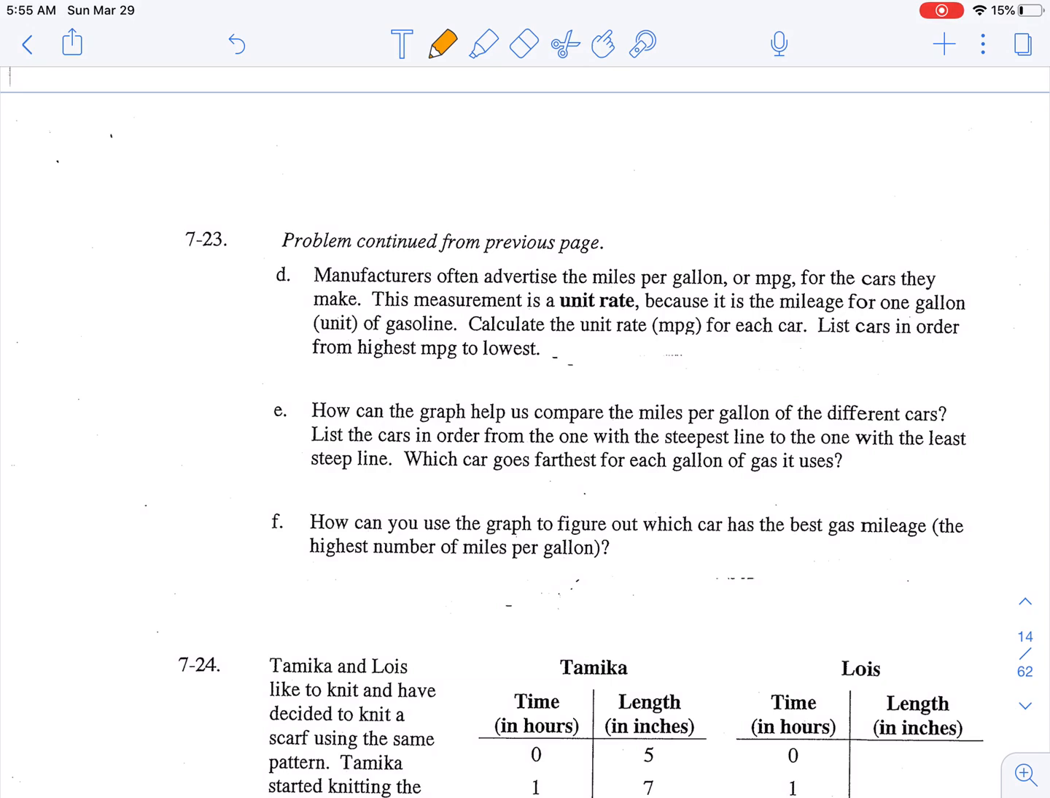Manufacturers often advertise the miles per gallon, or MPG, for cars they make. This measurement is the unit rate because it's the mileage for 1 gallon or unit of gasoline. Calculate the unit rate for each car. List the cars in order from the highest MPG to the lowest.